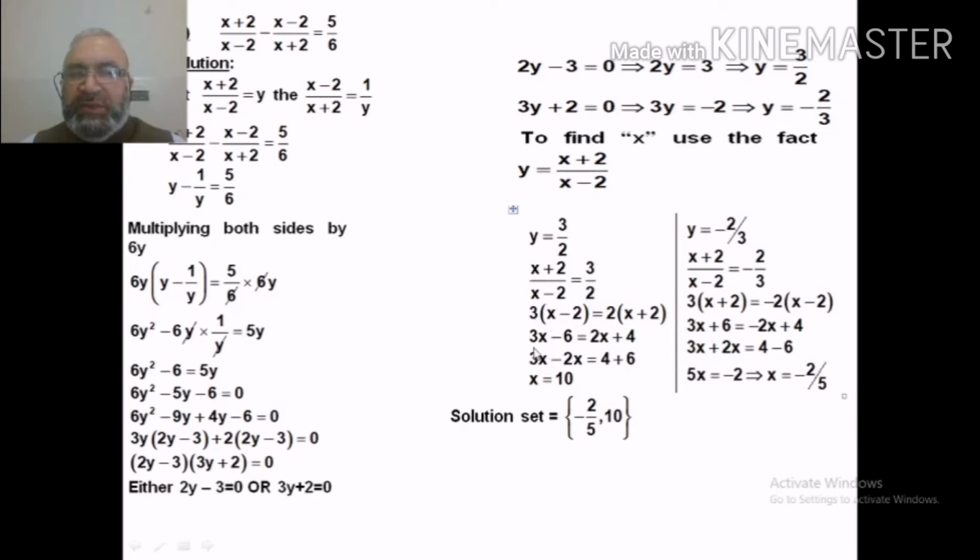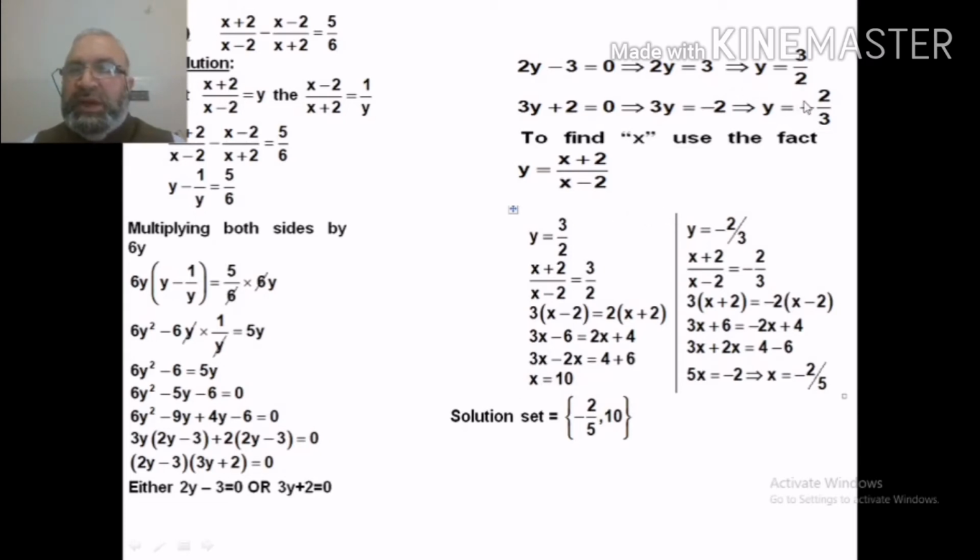Simplifying, we get 3x minus 6 is equal to 2x plus 4. Transferring the variable to the left hand side and the constant to the right hand side, 3x minus 2x is equal to 4 plus 6. So x is equal to 10. That is one solution, one root.